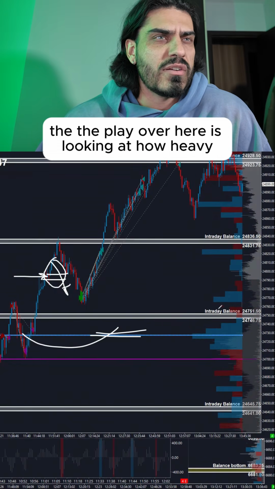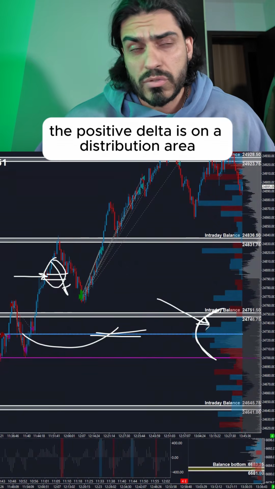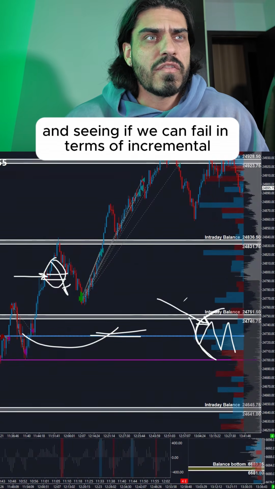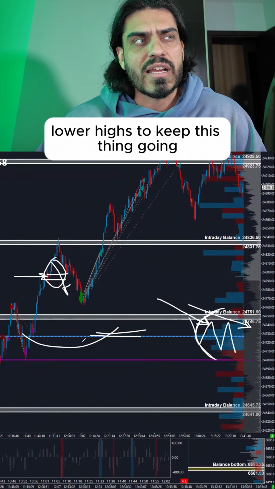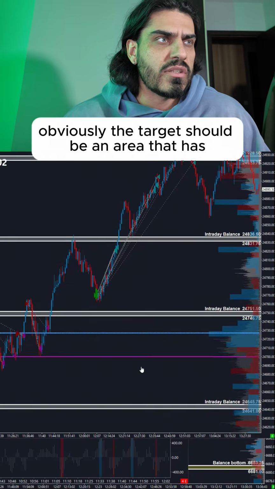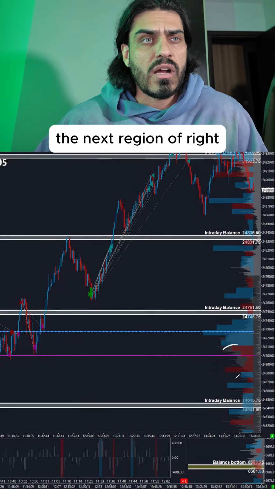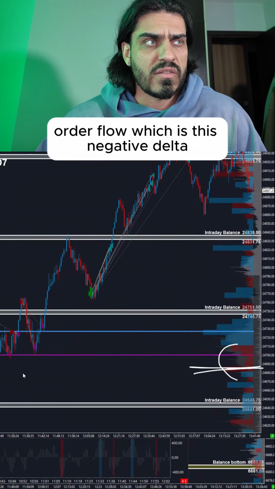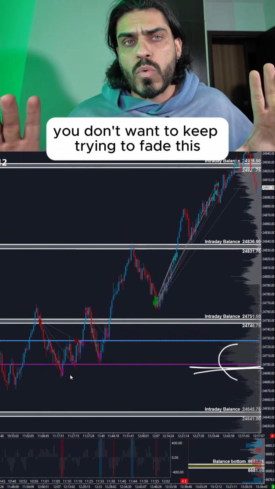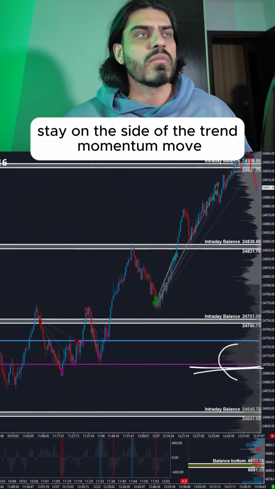The play over here is looking at how heavy the positive delta is on a distribution area, right, on the bar chart that we looked at, and seeing if we can fail in terms of incremental lower highs to keep this thing going. So we want to have a target. Obviously, the target should be an area that has the next region of right order flow, which is this negative delta. If we can't keep breaking it and it just absorbs, well, you don't want to keep trying to fade this. Stay on the side of the trend momentum move.